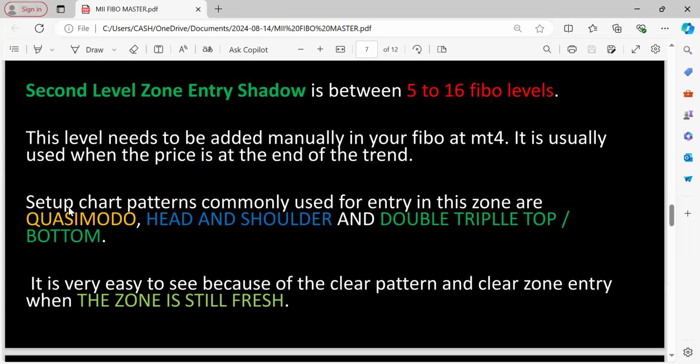Okay. But the patterns that you are more likely to see are your Quasimodo, these are your head and shoulders, these are your double tops, at your 5 and 16 Fibonacci level. That is where you'll see these setting up in terms of your Fibonacci level. These are the chart patterns we are more likely to see. And these levels, obviously, are going to be formed in your bullish engulfing and bearish engulfing, if you look towards the left.